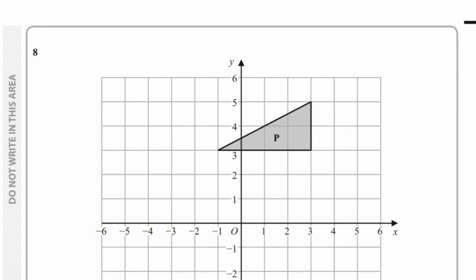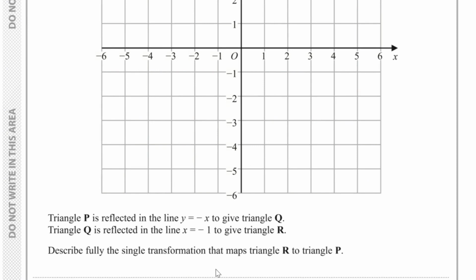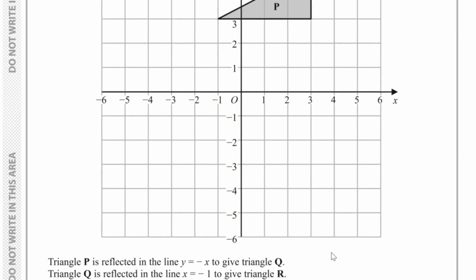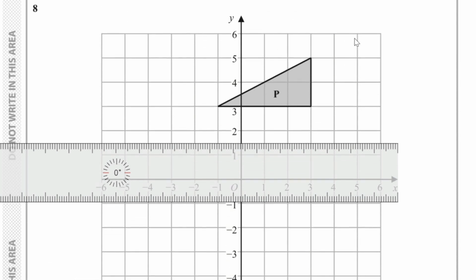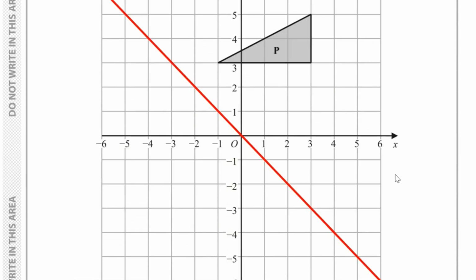Question number 8. We have triangle P which is reflected in the line y equals minus x to give triangle Q, and then triangle Q is reflected in the line x equals minus 1 to give triangle R. We have to describe fully the single transformation that maps triangle R to triangle P. Well, what we'll do is first of all draw the line y equals minus x. Here is the line y equals minus x. So now what I need to do is reflect shape P in the line y equals minus x to give triangle Q.